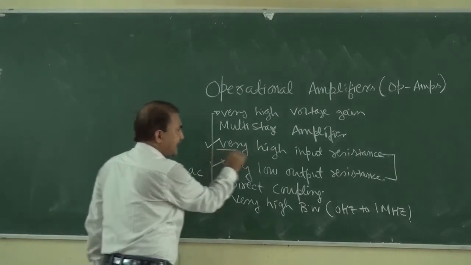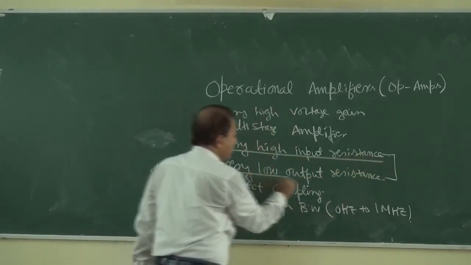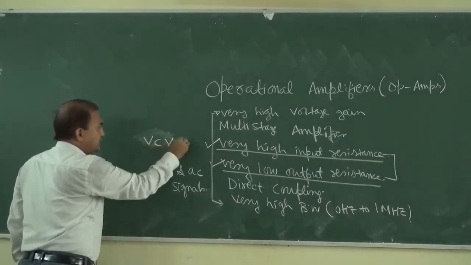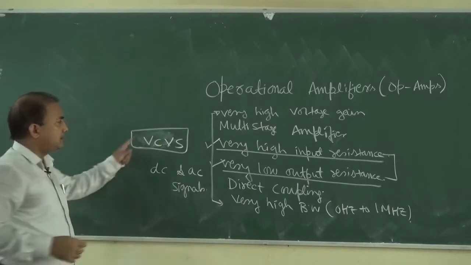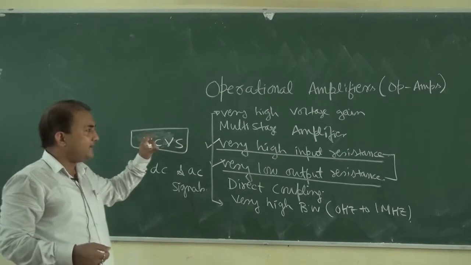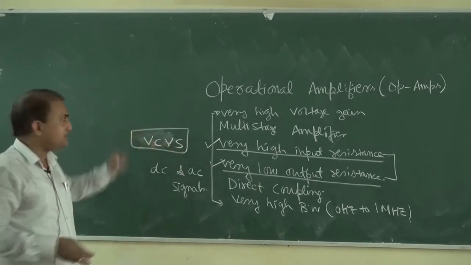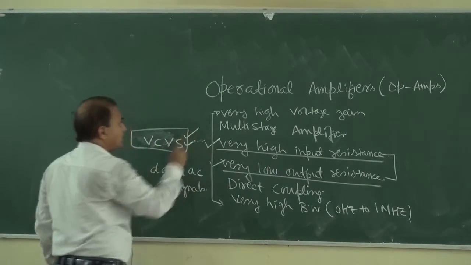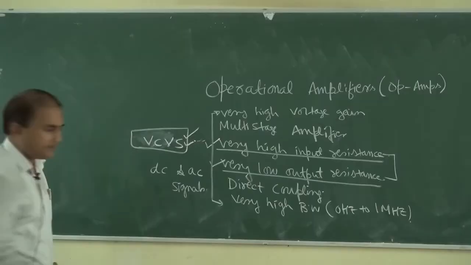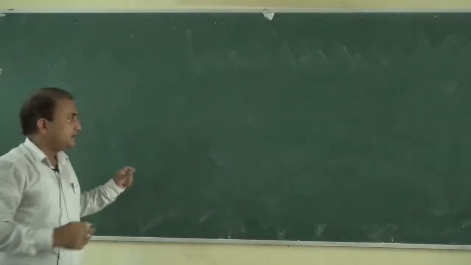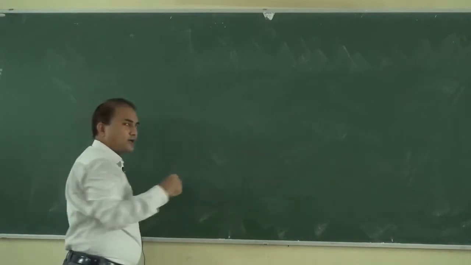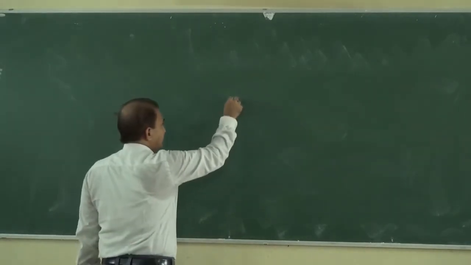Because of this very high input resistance and very low output resistance, it behaves as a voltage controlled voltage source, VCVS. So these are the important characteristics of any operational amplifier. We have seen the schematic symbol of the operational amplifier, then we will see the circuit equivalent of the operational amplifier.